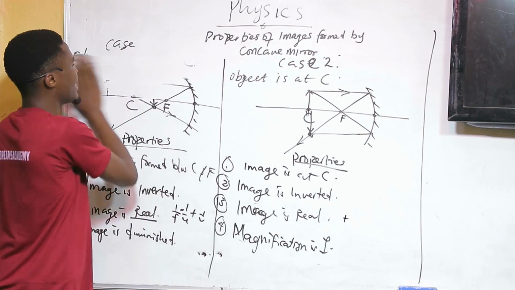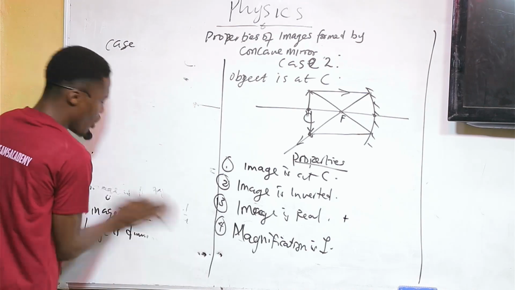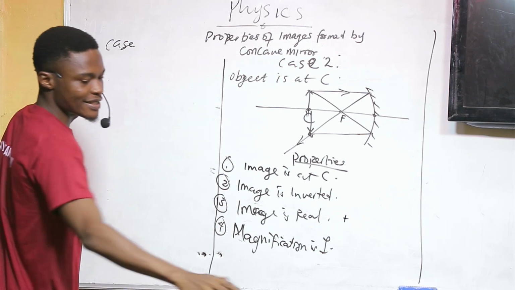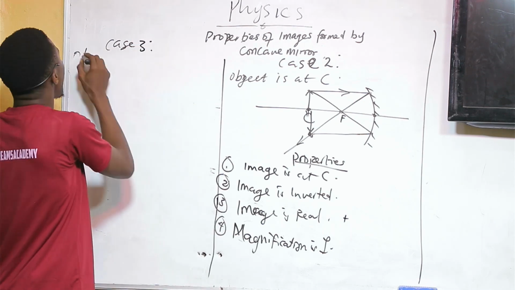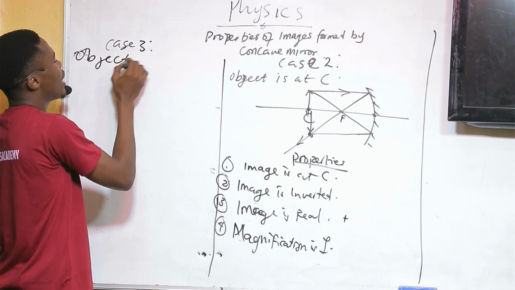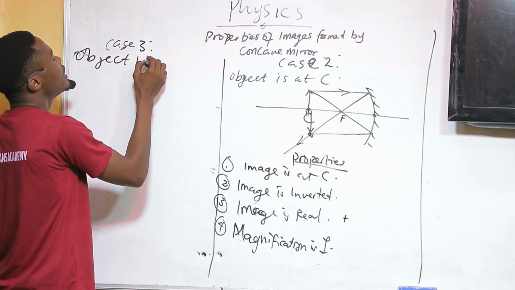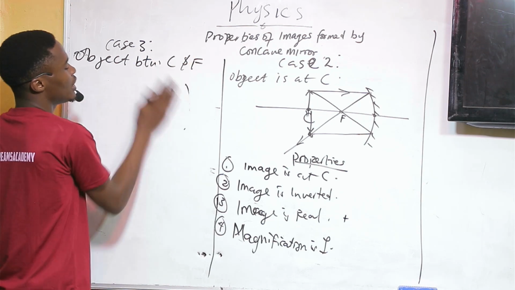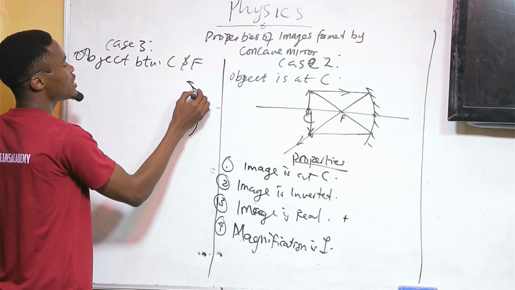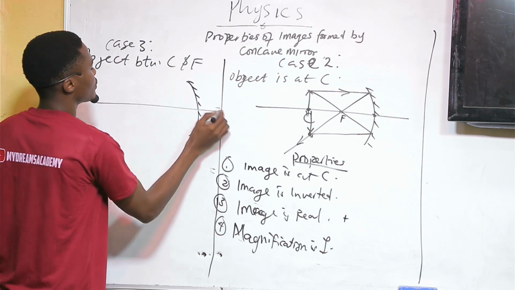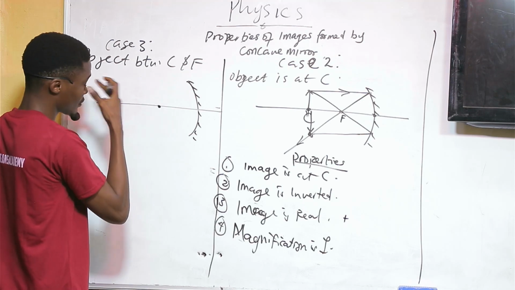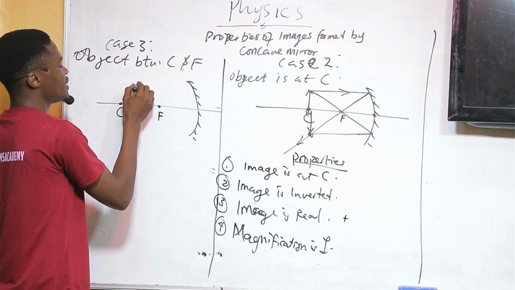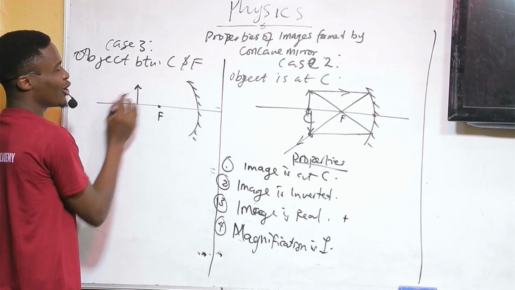Let's look at the next one, case 3. Let's see the properties we are going to obtain. In case 3, our object is getting closer now. Our object is between C and F. This is F and this is C. So I put an object here.